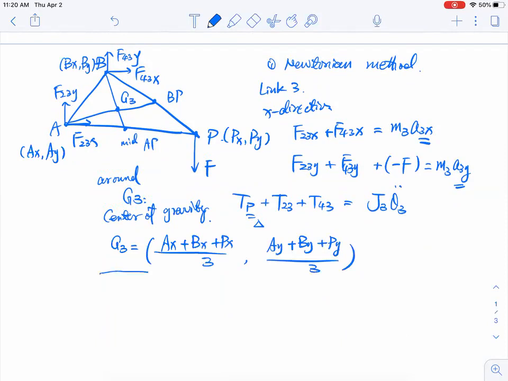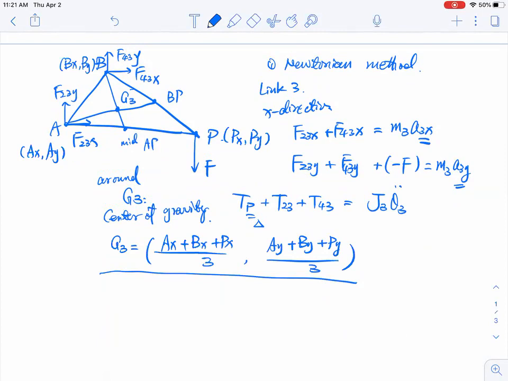So that's based on a homogeneous plane. That's when I say the density is uniform in that triangle. So that's how you can do it. But if you have a really weird density distribution, the best way to do it is using SolidWorks. All right, so that's your G3.